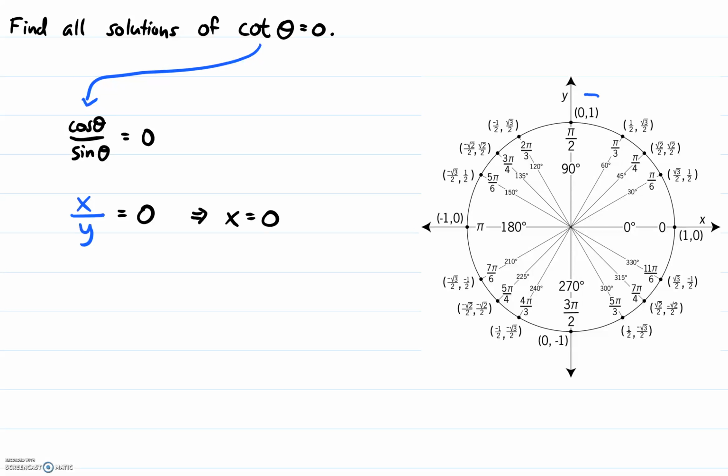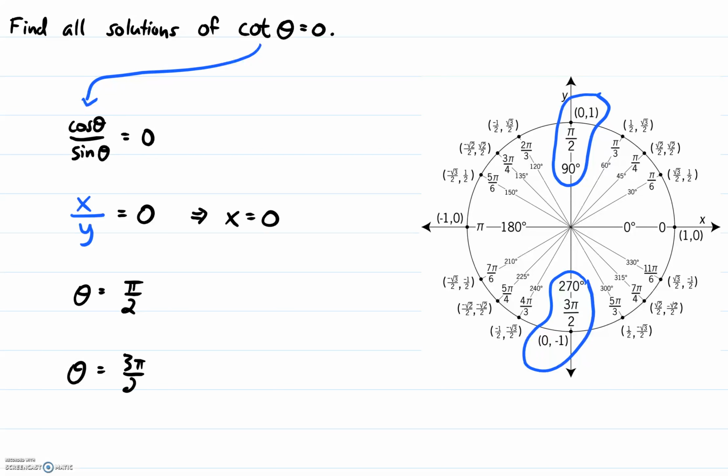And that's going to happen in two places. It's going to happen at pi over 2, or 90 degrees, and 3 pi over 2, or 270 degrees. And so those are going to be our two solutions to this problem. We're going to have theta is equal to pi over 2, and we're going to have theta is equal to 3 pi over 2. Now, for this particular problem, we can't stop here because we're not given a particular interval where we want our solutions.